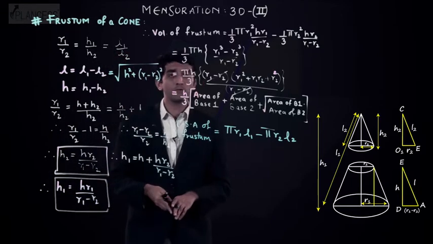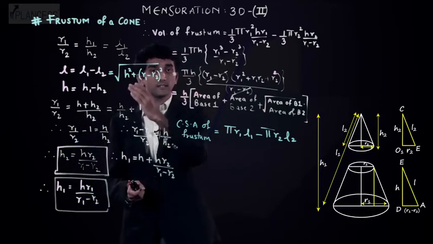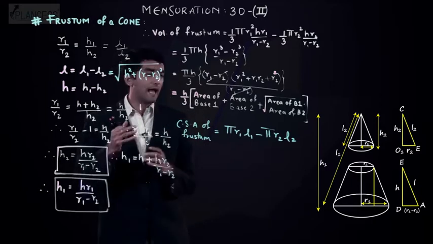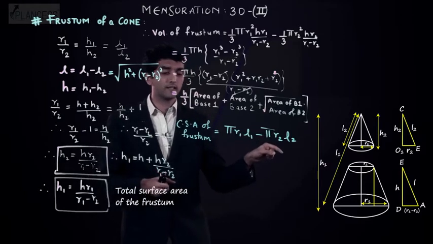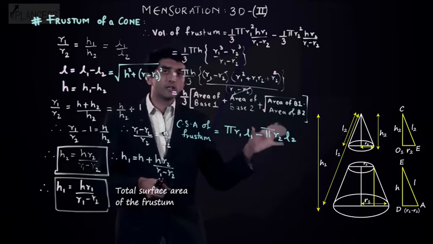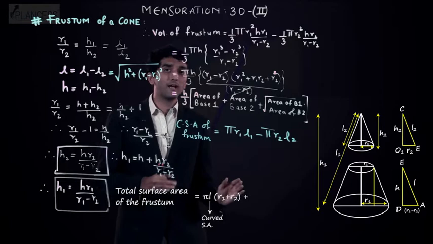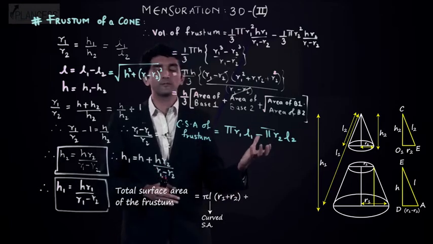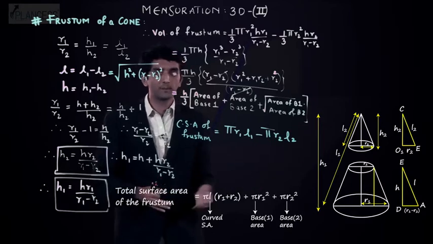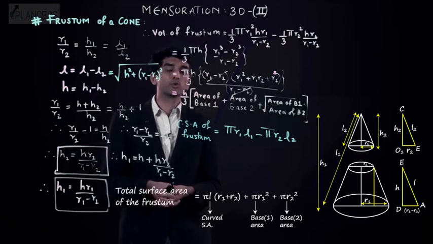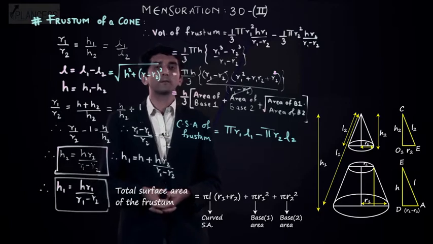So this is another important formula. One is volume, one is curved surface area, the third is slant height. As you can see, it is in terms of H, R1 and R2, which is very important. And obviously the total surface area of the frustum is going to be that curved surface area, another very important last formula: the curved surface area, which is pi into L into R1 plus R2, plus the bottom surface area plus the top surface area, which is pi R1 square plus pi R2 square respectively. So the total surface area of the frustum is pi into L into R1 plus R2 plus pi R1 square plus pi R2 square.